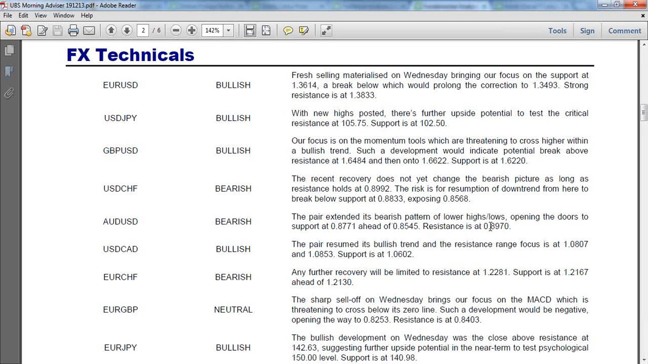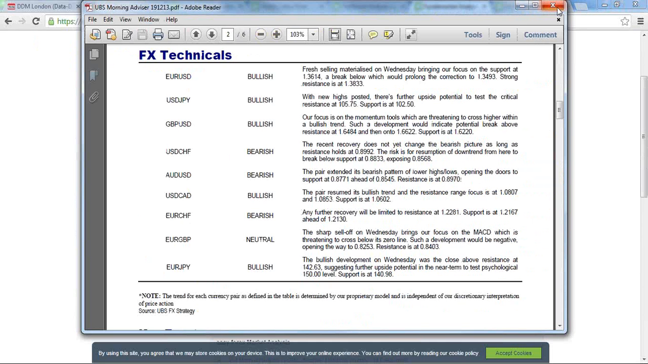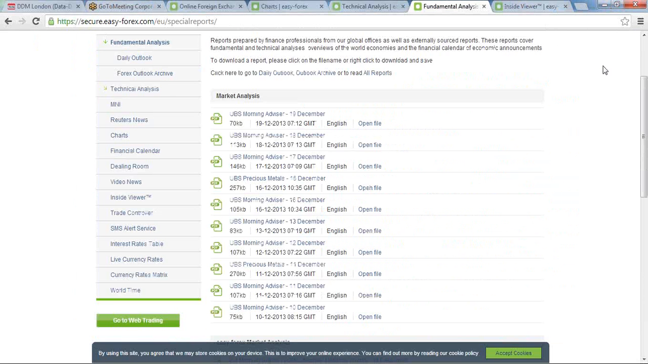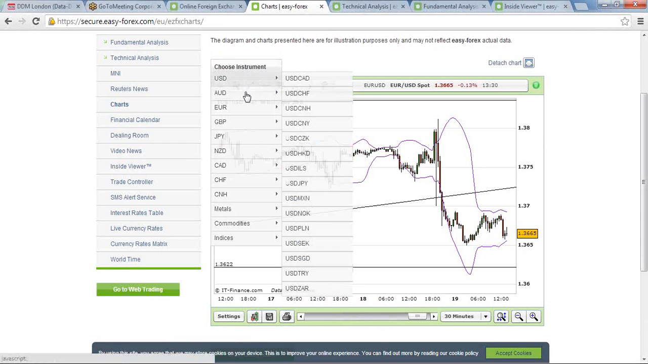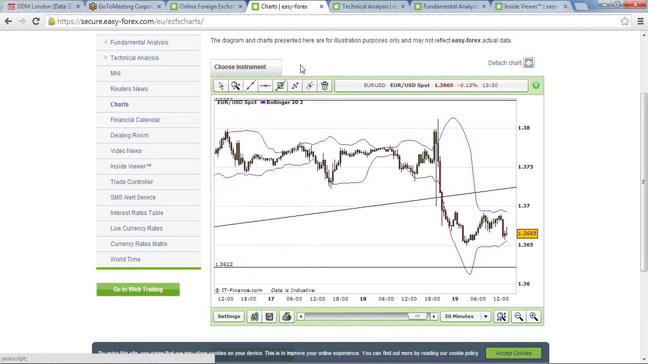However, if it comes up, we'll struggle to get through 0.8970. That's what support and resistance are telling me. So UBS helping me out a lot here. What I want to do though is take a look at my actual chart and confirm that I can actually see these levels myself, because I don't want to rely on a source without seeing the chart.